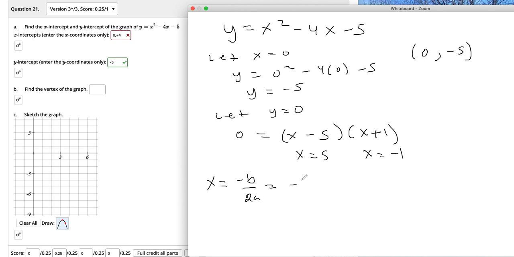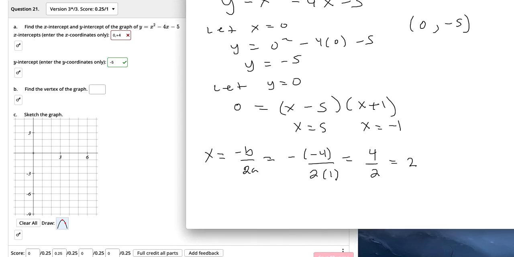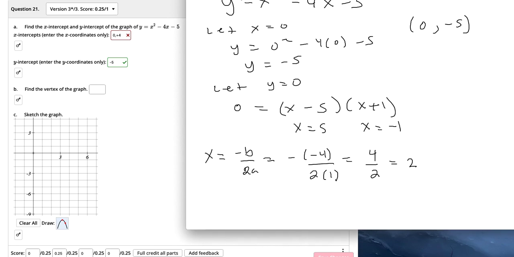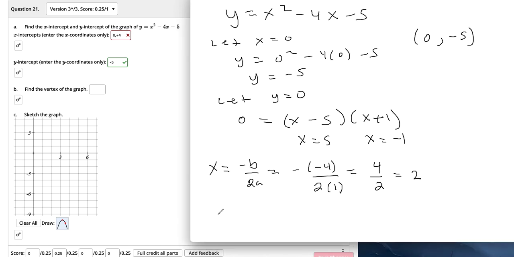So this would be the negative of negative 4 over 2 times 1. I'm just going negative b over 2 times a, and that 1 there is the a. So this is going to be 4 over 2 equals 2. And then we can plug that back into this equation, scoot that up, oops, too far, and we'll get the y.